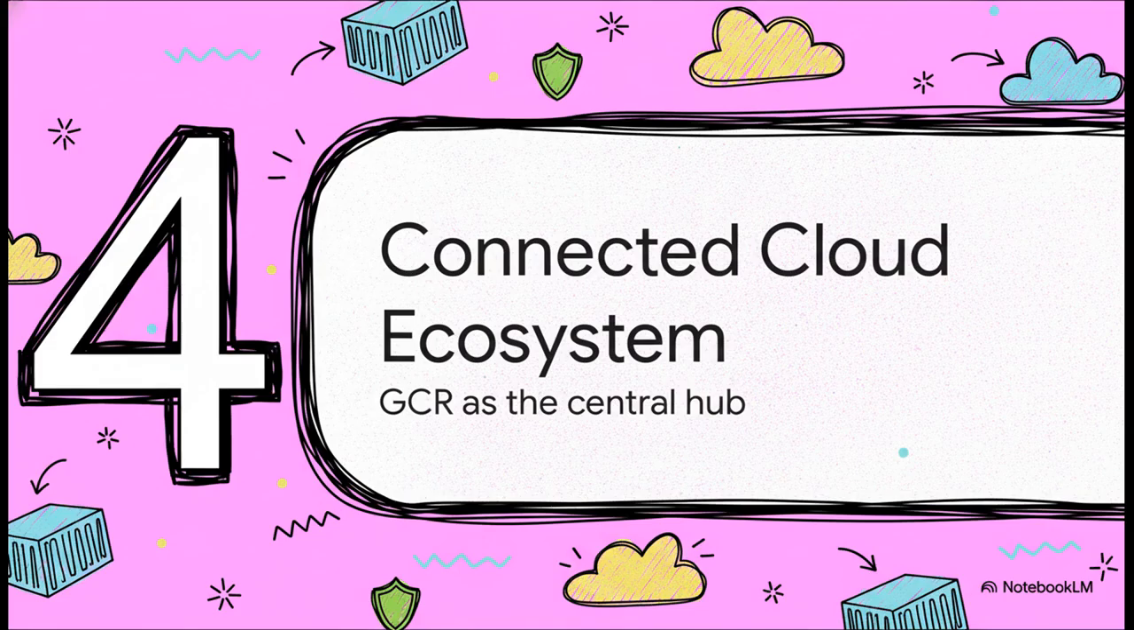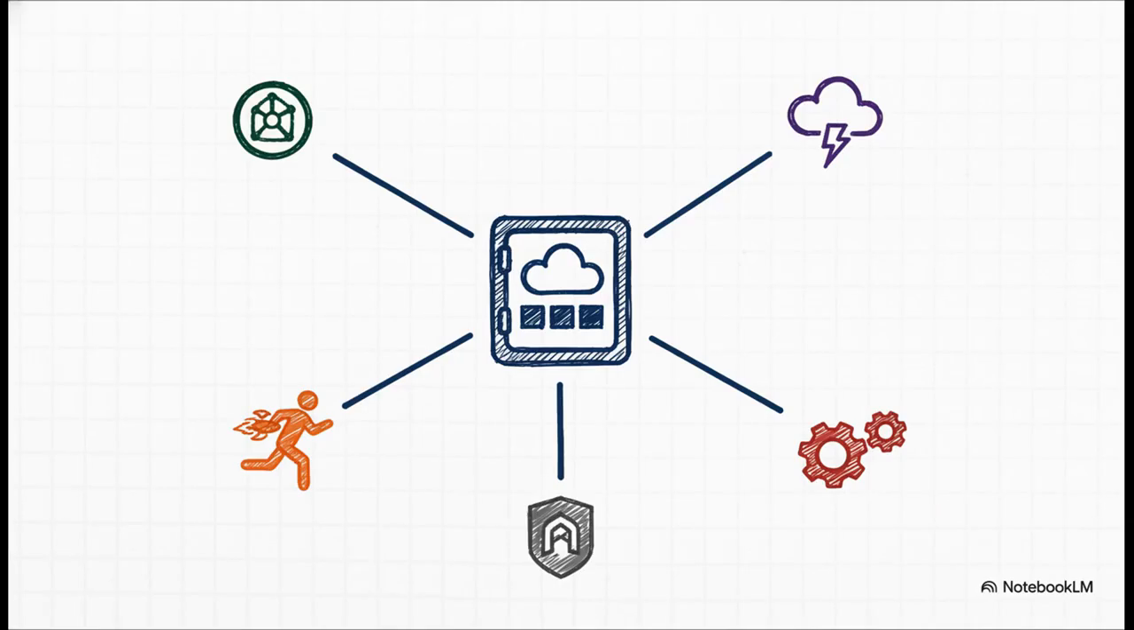But GCR isn't just some digital storage locker. It's really the glue that connects your entire cloud-native workflow together, making everything just work. It integrates natively with all the heavy hitters on Google Cloud. So whether you're orchestrating with Kubernetes on GKE, going serverless with Cloud Run, or running automated pipelines with Cloud Build, GCR is right there, making sure your images are delivered fast and securely, exactly where they need to be.